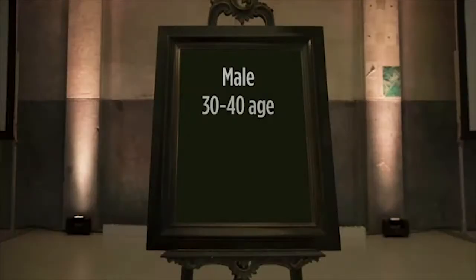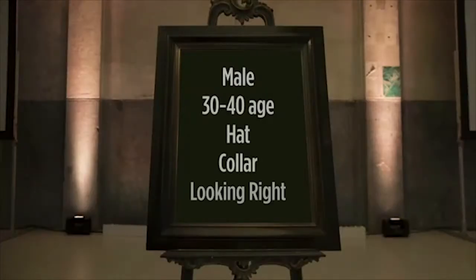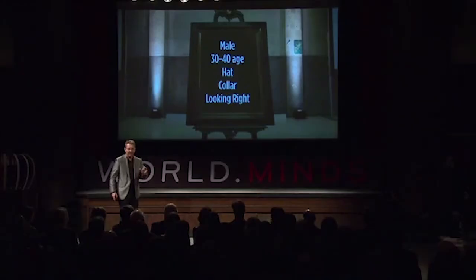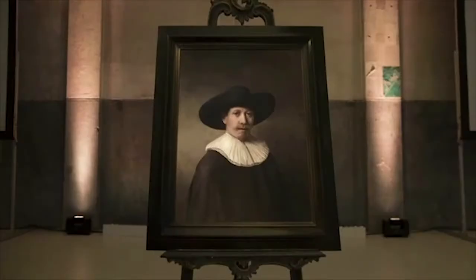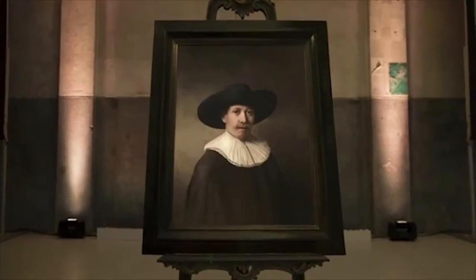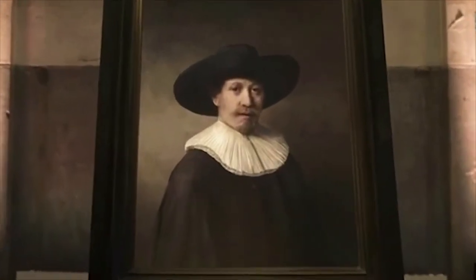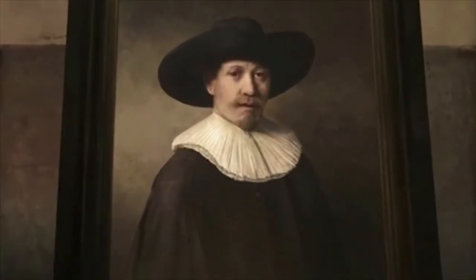Here are the goals. Let's make it a male, 30 to 40. He's wearing a hat. It's got a collar, looking right. That's the input. And here is the output. Let's take a look at that more carefully. Isn't it amazing? What would Rembrandt think if he saw this? What would an art expert think when he or she would see this?